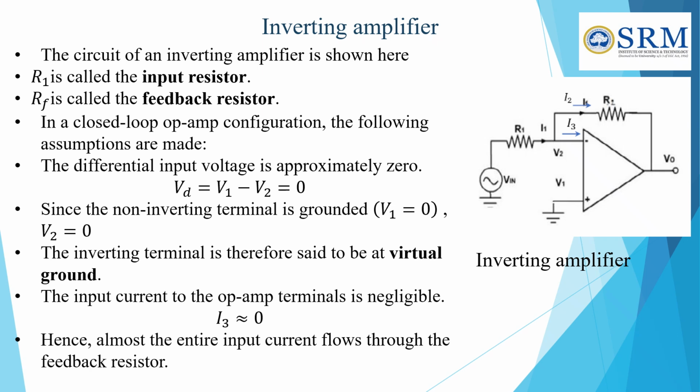The virtual ground concept says that due to the very high open loop gain of the op-amp and the negative feedback, the voltage difference between the two input terminals becomes nearly zero. Since the non-inverting terminal is connected to ground, the inverting terminal also appears to be at 0 volt. However, it is not physically connected to ground, so it is called virtual ground. Then ideally we consider the input current to the op-amp terminals as 0. So we consider I3 equal to 0.